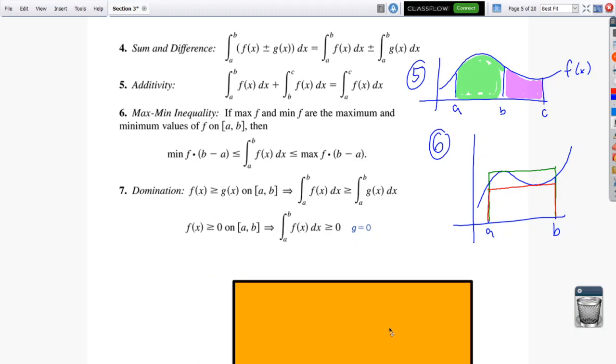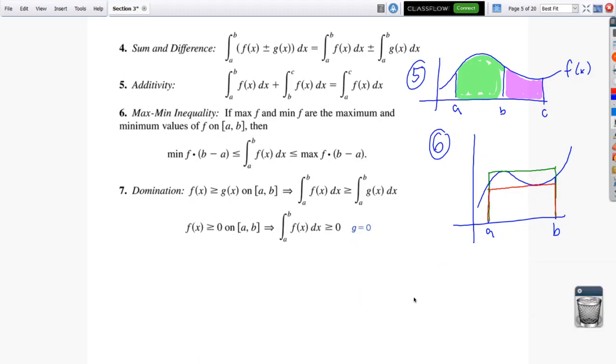And this relates to if f of x is purely positive, then the integral from a to b of f of x dx is purely positive. We actually did that last section. So there's your 7 rules that you need to know for integration.